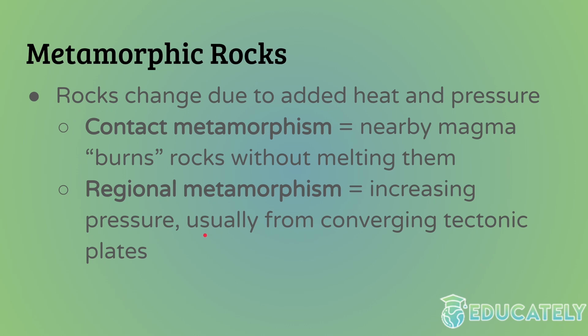And I think the most common way this happens is when you have converging tectonic plate boundaries. Because as you can imagine, if you have two tectonic plates, these massive things just colliding into one another, it's going to create a lot of pressure, especially near the site of convergence, and those rocks are going to get modified as a result of that.